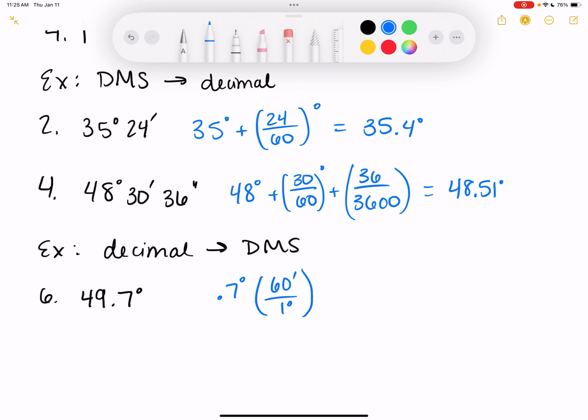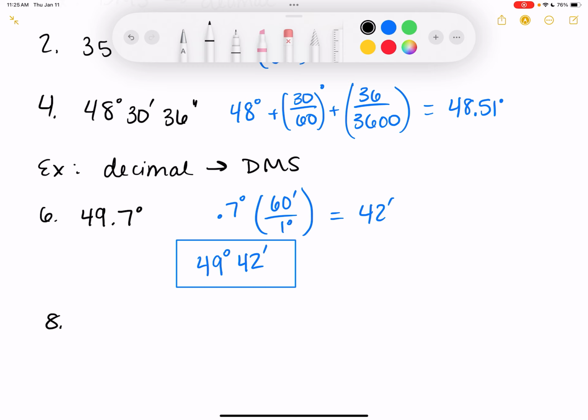So, that's the official conversion factor. So the degree units cancel. So I have 0.7 times 60. That'll give me my minutes. 42. So that's 42 minutes. So then our final answer is 49 degrees, 42 minutes. All right, next one.